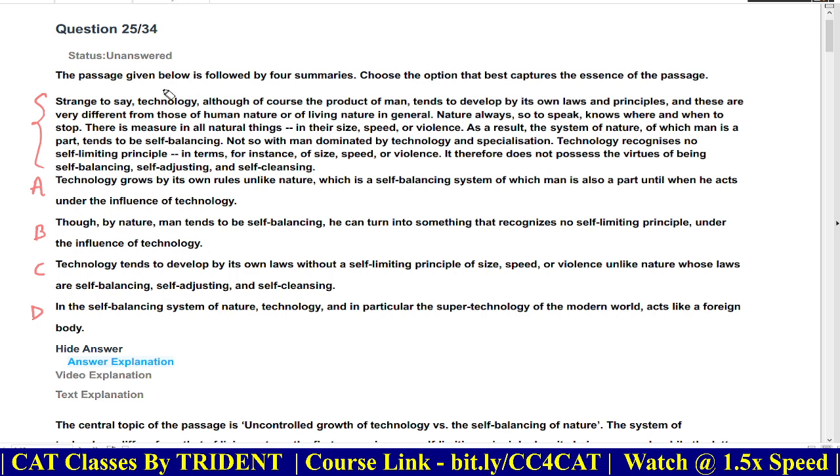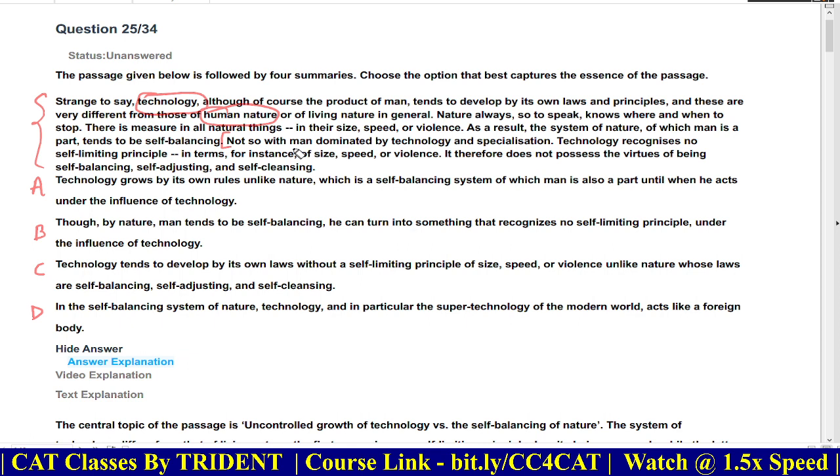Let's read it. Strange to say, technology, although of course the product of man, tends to develop by its own laws and principles, and these are very different from those of human nature or living nature in general. Nature always, so to speak, knows when and where to stop. There is a measure in all natural things, in their size, speed or violence. As a result, the system of nature of which man is a part tends to be self-balancing. Not so with man dominated by technology and specialization. So we are typically looking at some sort of technology and then comparing that technology with that of human nature.